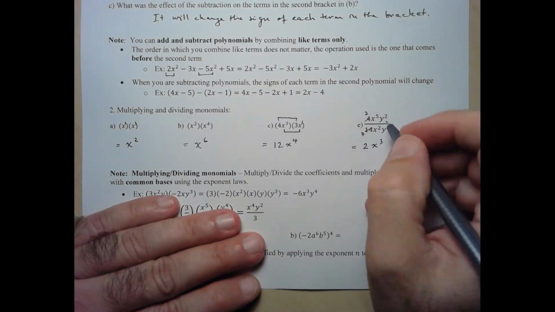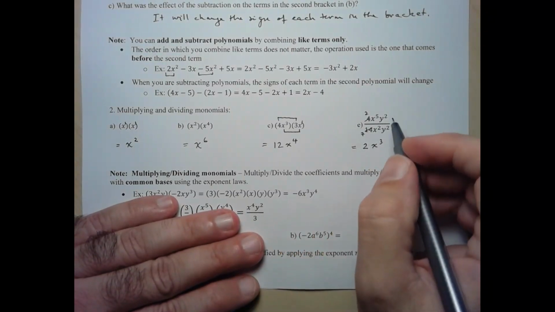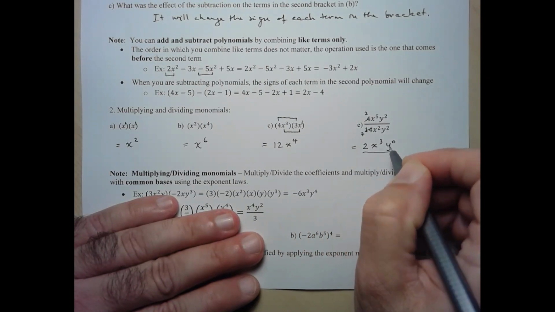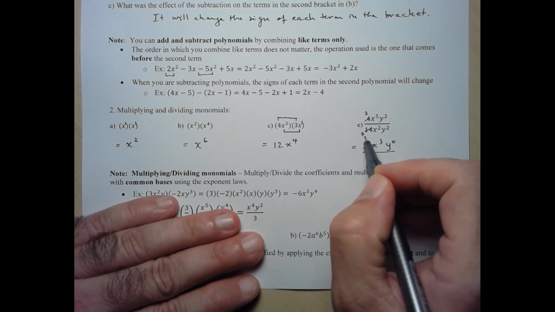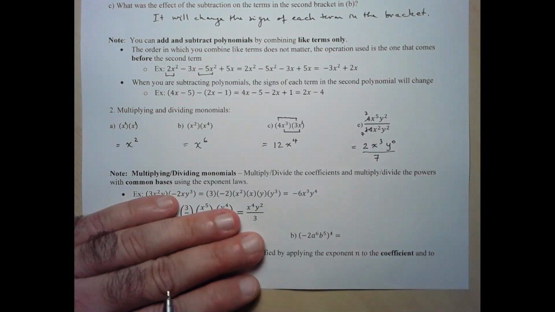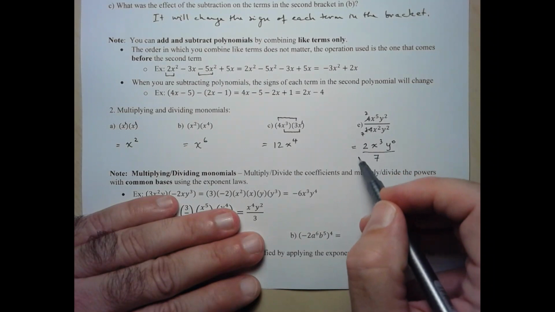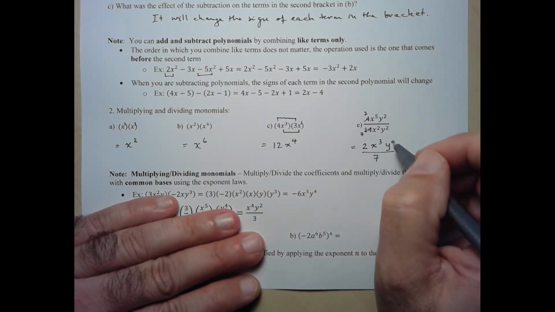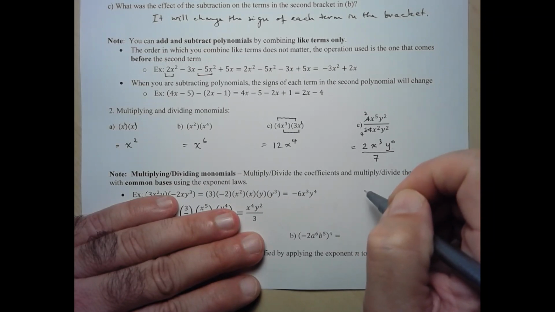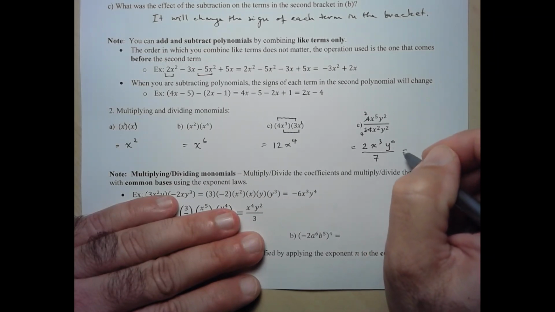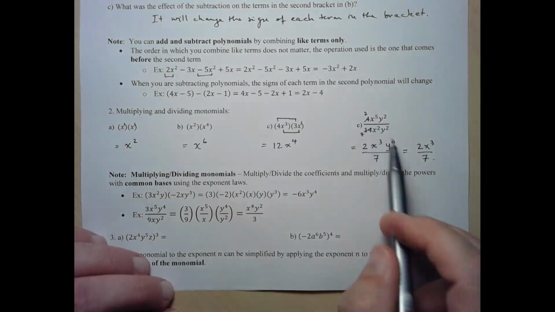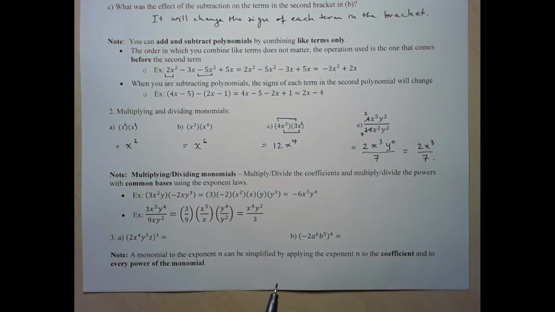Okay, I've got y squared divided by y squared. 2 minus 2 is 0, so y to the 0. And then, of course, in the denominator, what's the only thing we have left? We have that 7 left. Okay? And this is not an incorrect answer, but this is not how we're going to leave our answer. Because, of course, we know that y to the 0, anything to the power of 0, is equal to 1. And we're not going to write that down. So our final answer would be 2x cubed divided by 7. And so we've got it much simpler.